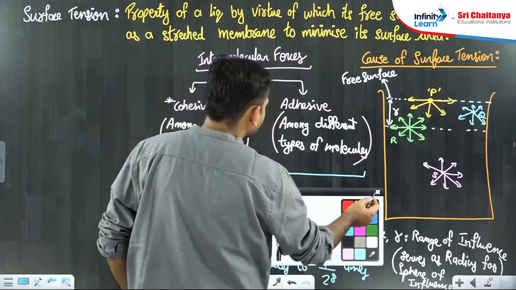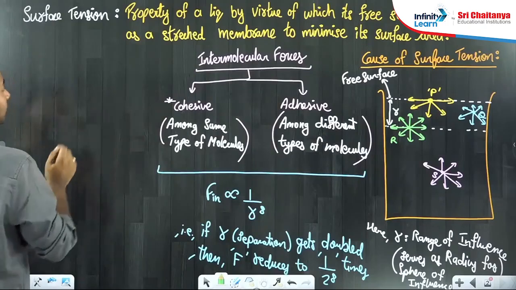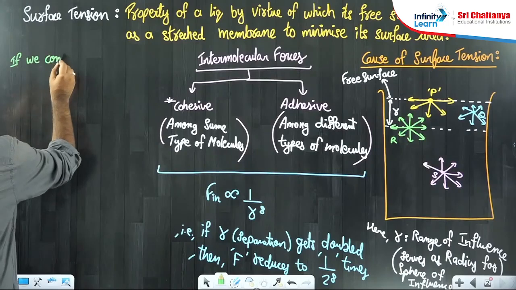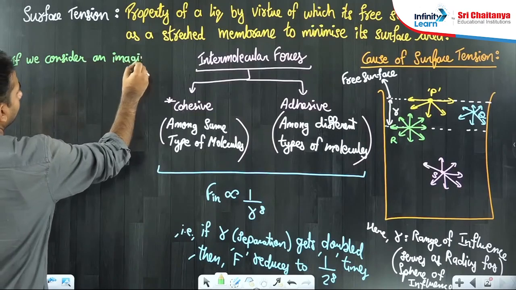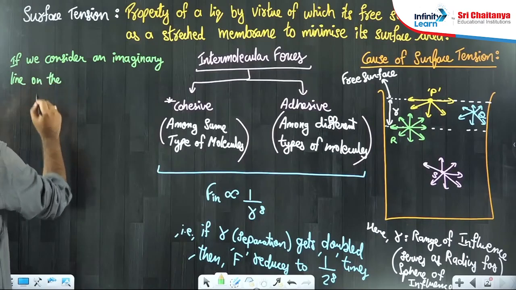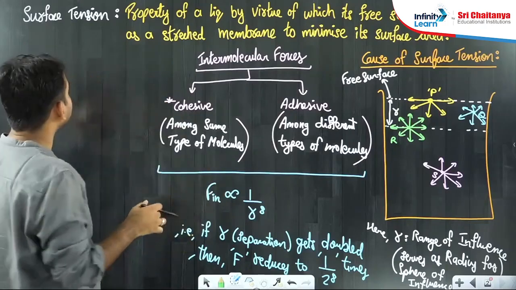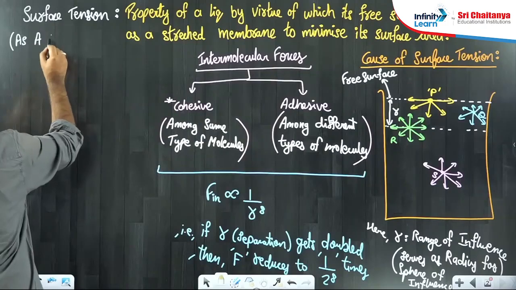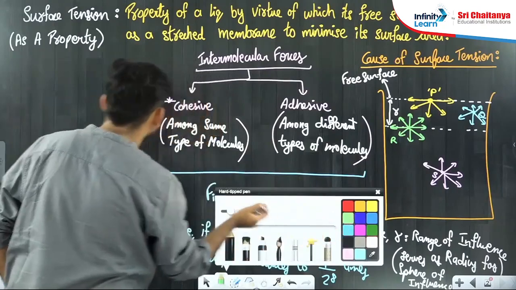Now, I'm going to express something else too. So basically, this surface tension is a property. If we consider an imaginary line on the free surface, we will talk about this property on the next slide, where we will study surface tension as a physical quantity. Here we have studied surface tension as a property. So I will attach another tip here.